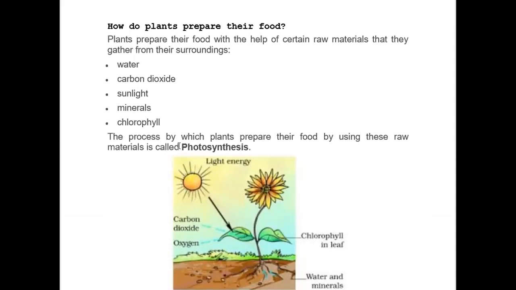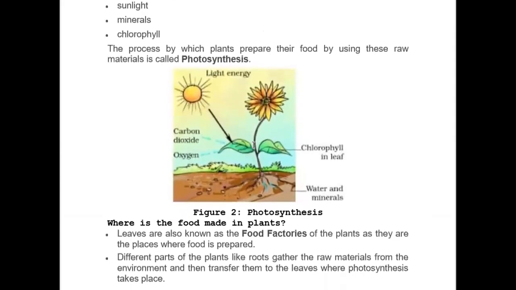So kids, photo means light and synthesis means to prepare something, right? So when with the help of light, if something is prepared in the plant, that is their food is prepared in the plant, the process is known as photosynthesis.